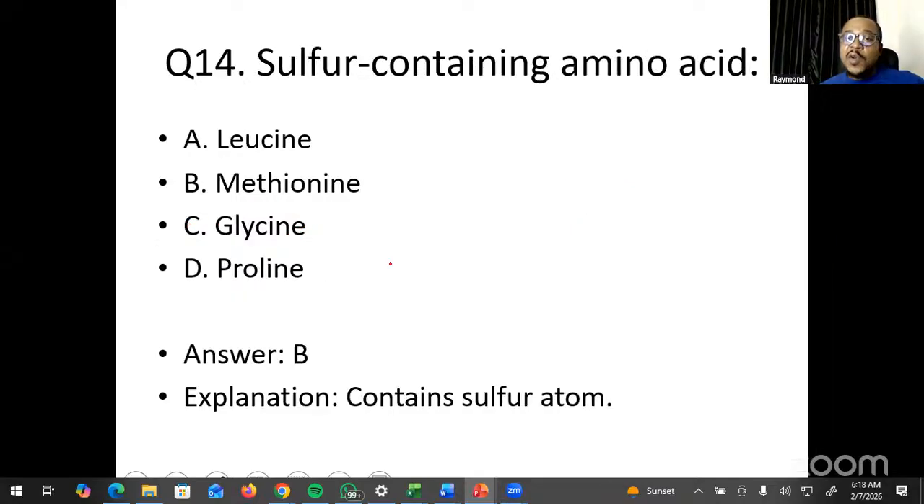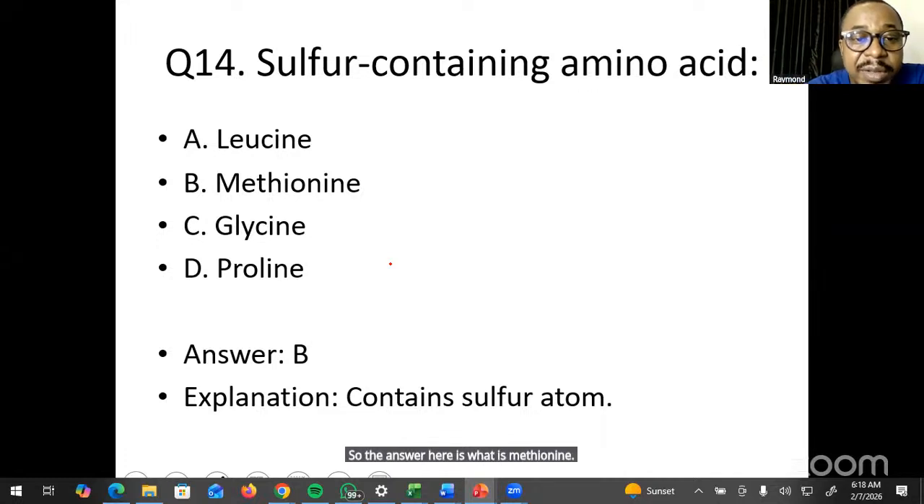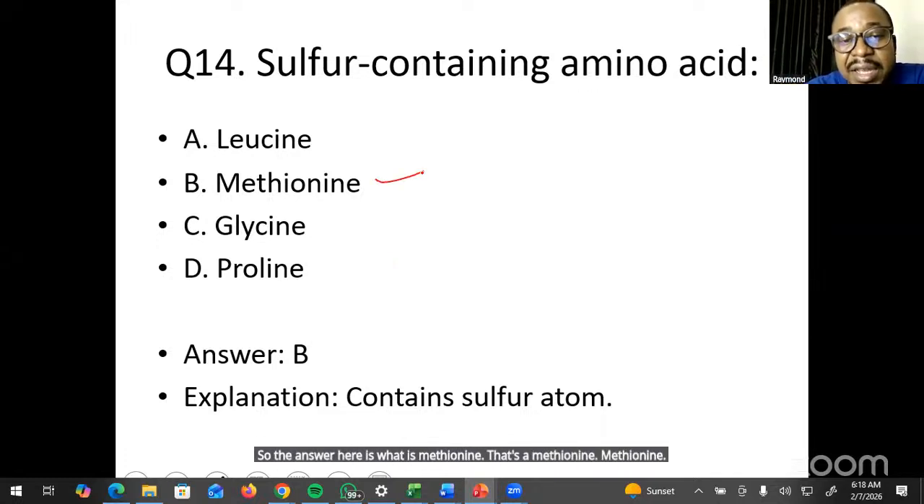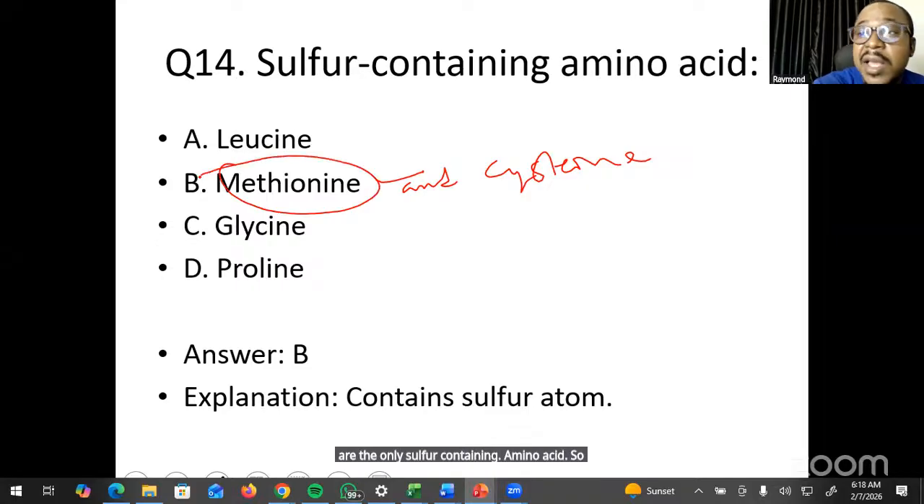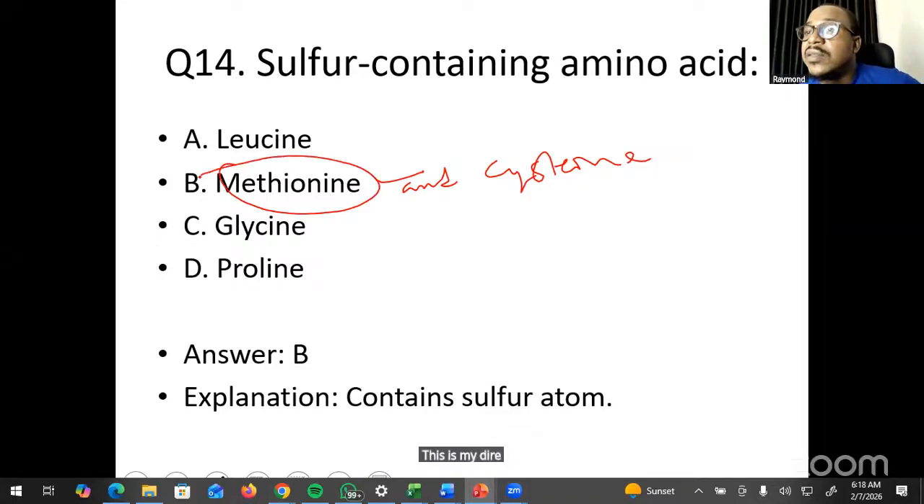Now, sulfur-containing amino acid. So the answer here is methionine. Methionine and cysteine are the only sulfur-containing amino acids. So the answer here is methionine.